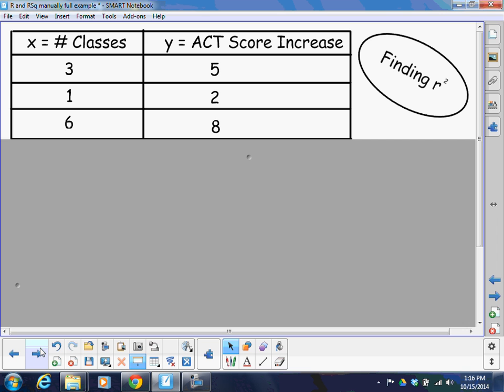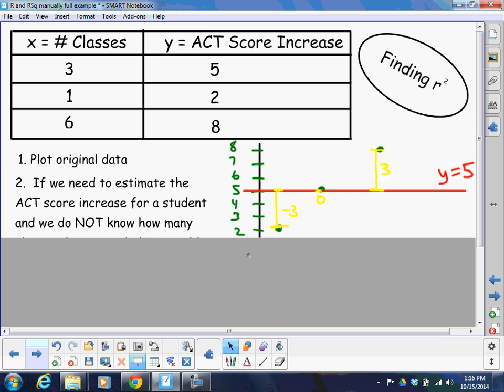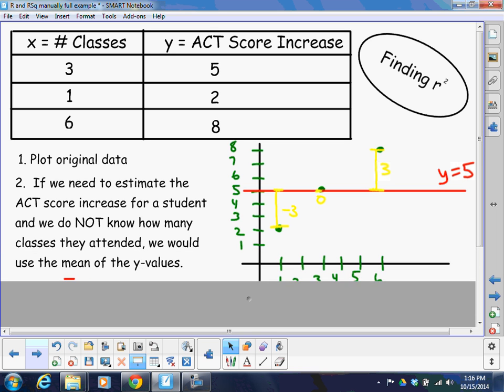What you want to do when you go and find R squared is first, I just made a plot. I guess you don't really have to make a plot, but it's going to help us visualize a few things. I'll talk about some of those numbers in a second, but the important question here is, if we needed to estimate the ACT score increase, if we want to estimate a Y value, and we did not know the X value, we just want to make some blind estimate, we can just use the average of our Y values. Like if someone else walked in the room and we said, what's your predicted ACT score?